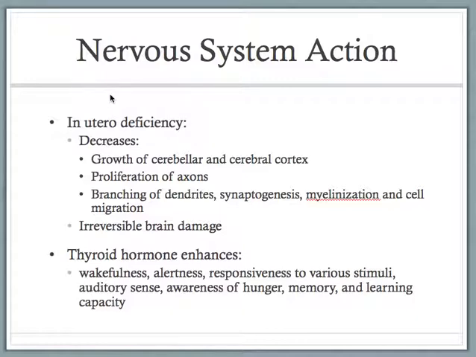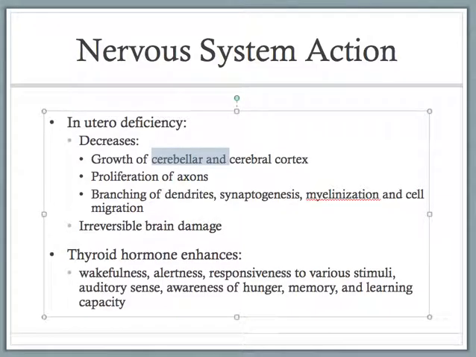All right, when there is this in utero deficiency and the resulting possible cretinism, when we look neurologically, the decreases are growth of the cerebellar and cerebral cortex. So the cerebellum, we're starting to recognize in neuroscience, is a lot more important than we thought that it was. We pretty much thought that it was the balance center and that was it. But it's very important to normal integration pathways for movement, and it shows a lot of damage in disease states.